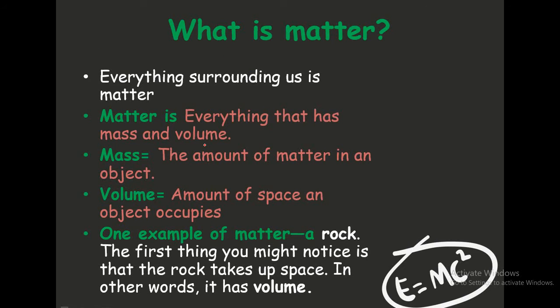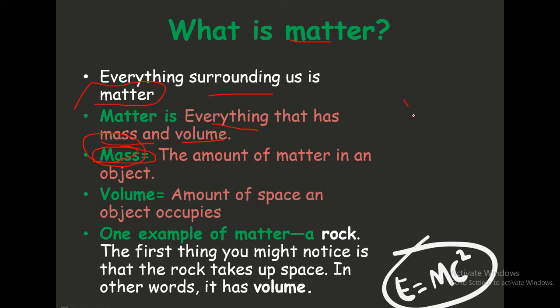So let's start. What is meant by matter? Everything surrounding us is matter. So matter is everything that has mass and volume. What is meant by mass? We should know what is meant by mass. Mass is the amount of matter in an object.